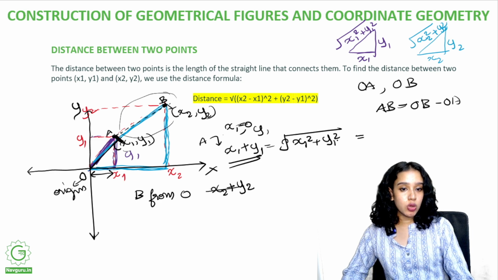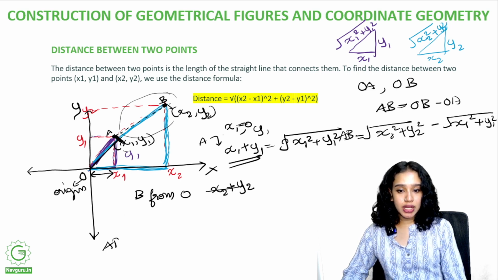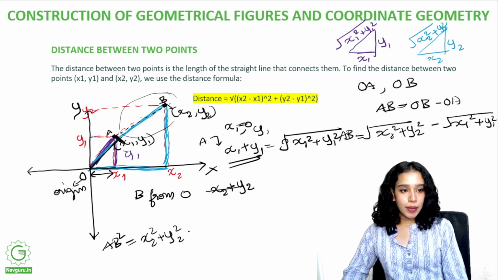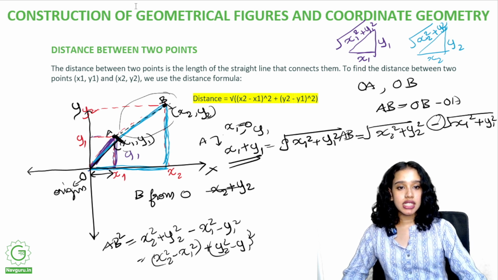So AB would be equal to, what is OB here? OB would be root of x2 square plus y2 square, and this subtracted from x1 square plus y1 square. That is AB. Now what would be AB square? AB square would be equal to x2 square plus y2 square minus x1 square minus y1 square. We take this minus inside and multiply with both of these numbers, right? Now we align the terms together. We have x2 square minus x1 square plus y2 square minus y1 square. This is AB square.